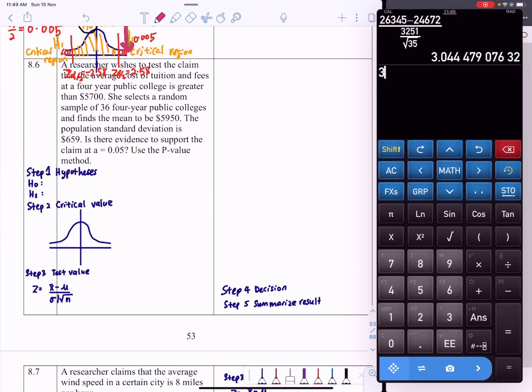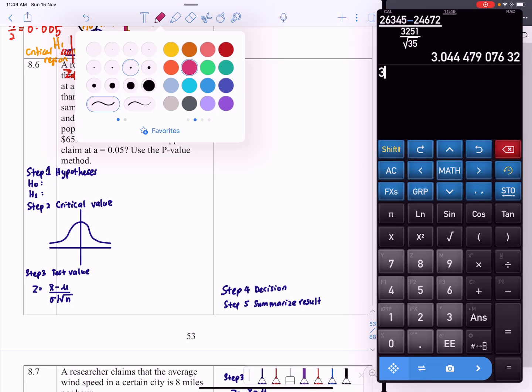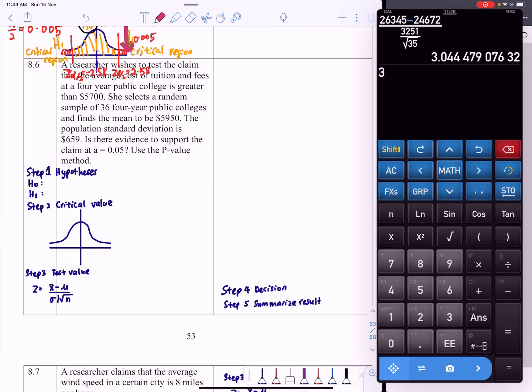Now we move to 8.6. They want you to use the p-value method. I will do it for you. For the p-value method, I will teach you in class, but for this one, try to use the critical region. Or do I need to teach you now? I will teach it, yes, I will show you, because later I might forget.